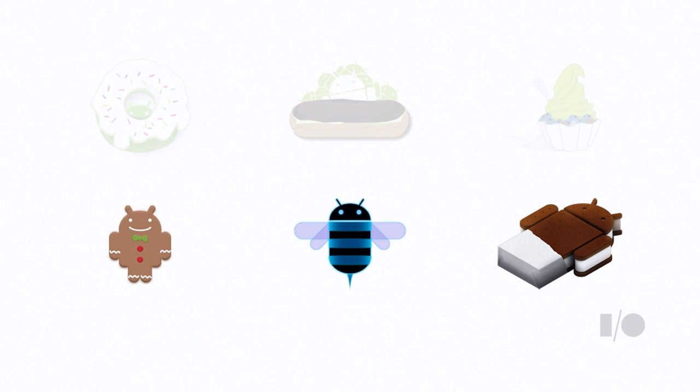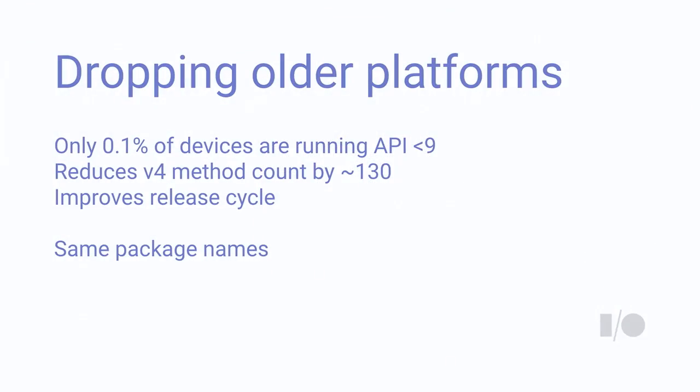We are dropping support for APIs below 9. This has been a long time coming. So it's only API 9. Don't get too excited. Less than 0.1% of devices that have access to Play Store are running APIs less than 9. So dropping support means, one, we have fewer methods, so we're taking a couple of steps back from your ProGuard dex limit. Yeah, about 130 methods right now just removed from v4. We're still in the process of backing things out.